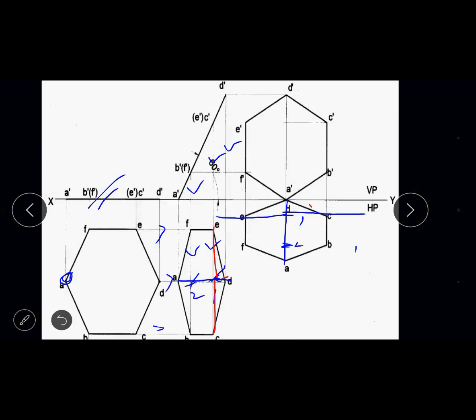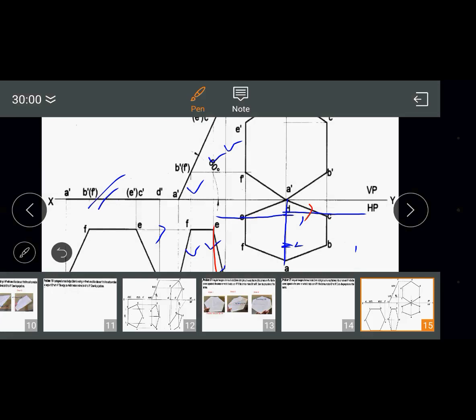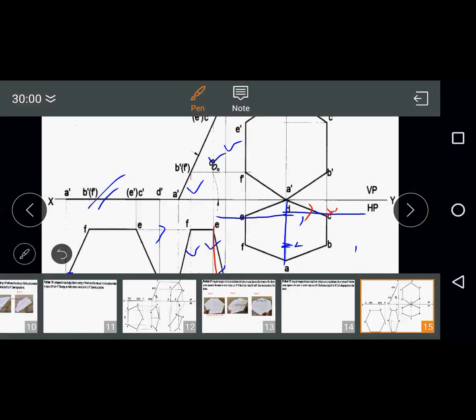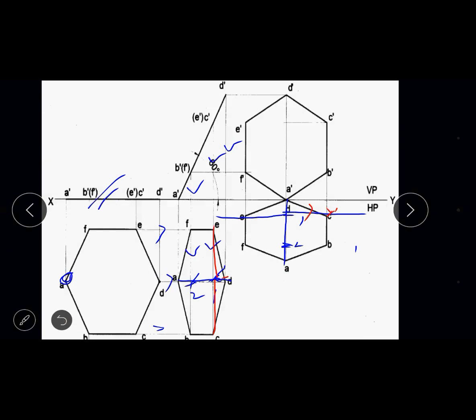Along this 90-degree line which you have drawn, keep your compass at position 1 and mark it at this position. So that will give the corner C. Then again reverse your compass and mark it from 1 to E, that will give the corner E of the hexagon. So in this way we got two corners of the hexagon.